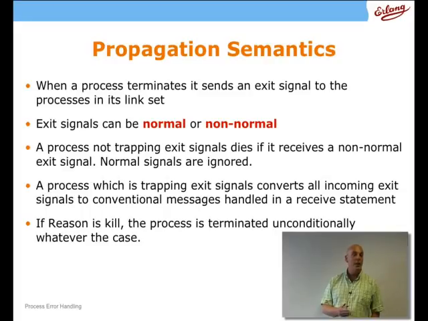If a process is trapping exits, then all incoming exit signals get turned into messages that are handled in a receive statement. Those include not only the non-normal terminations, but the normal terminations as well. Now there is one exception to this, and that is when the reason for termination is kill. A process is terminated unconditionally, whether or not it is trapping exits. So having a reason of kill overrides setting the trap exit flag to true.